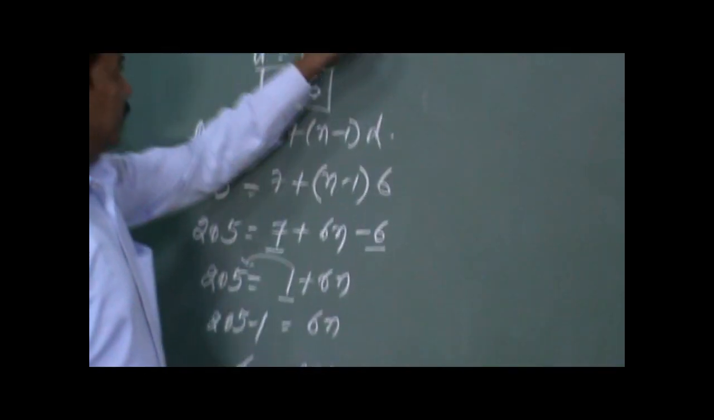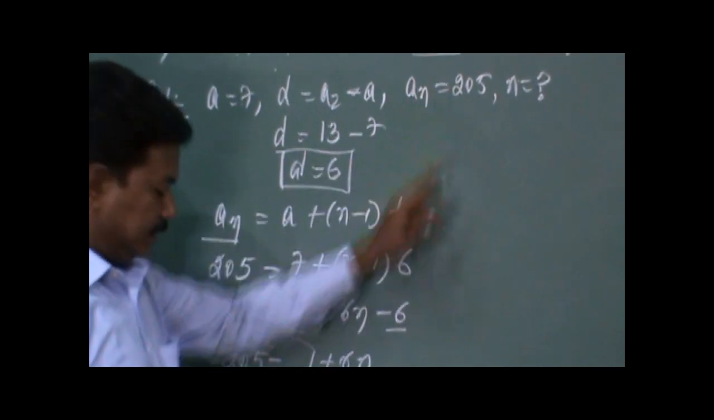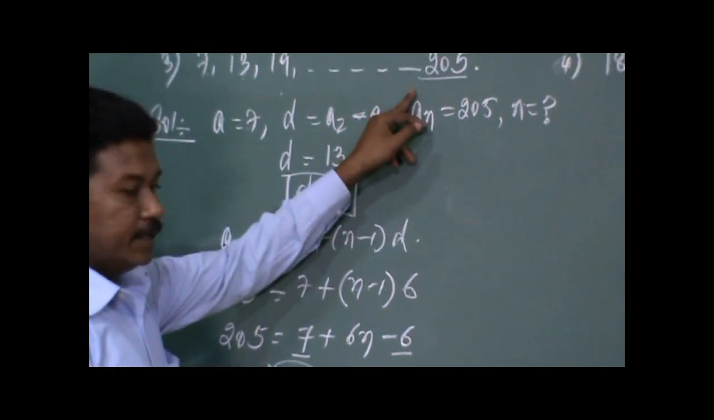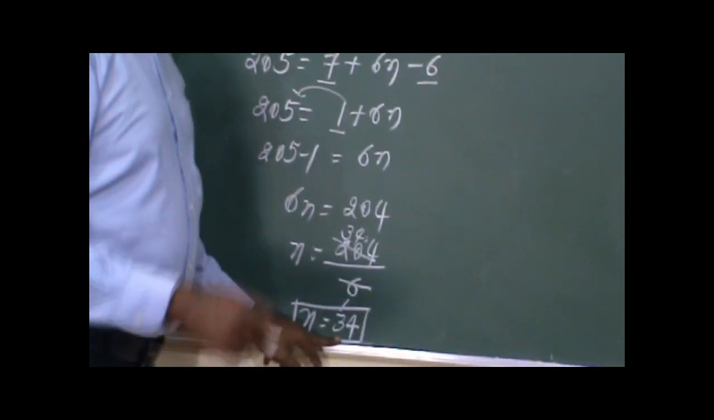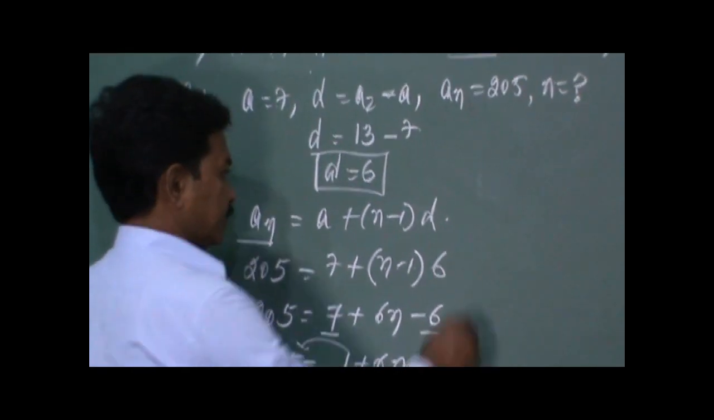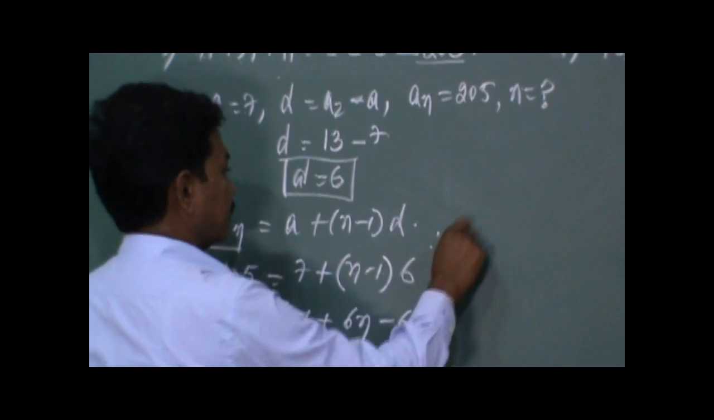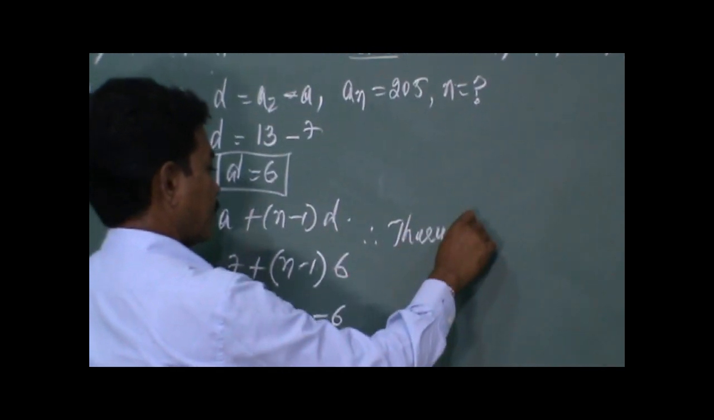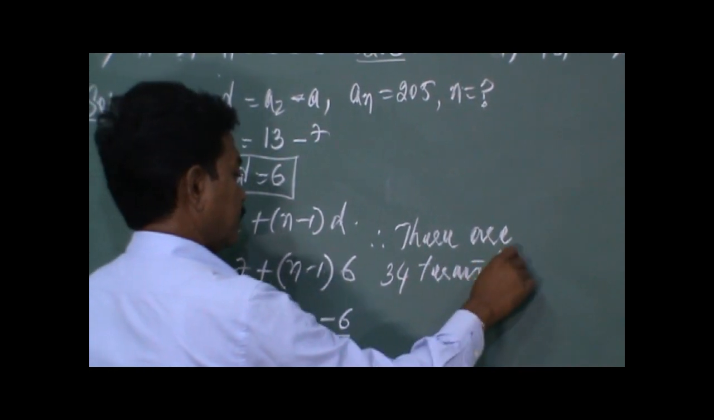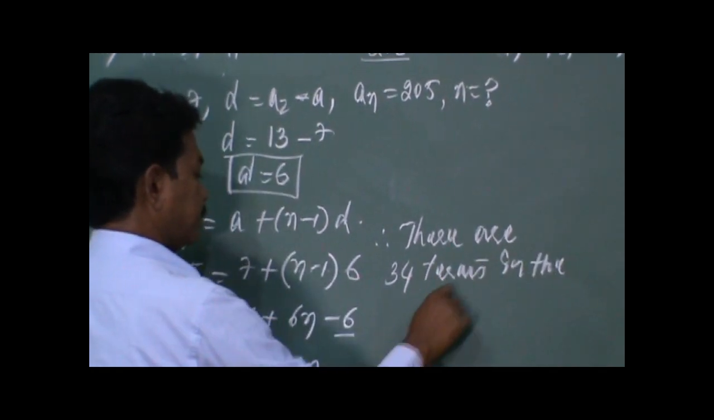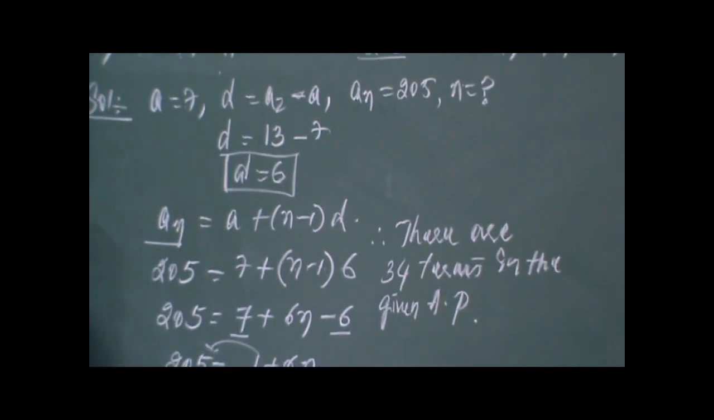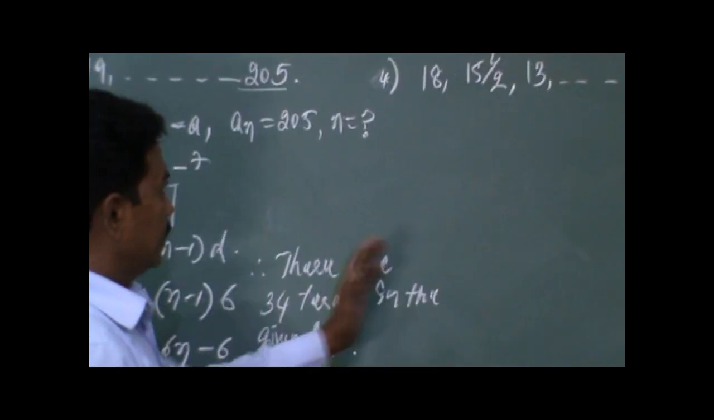In this AP 205 is the 34th term, as well as in this AP there are 34 terms. Both the answers are right. So therefore, according to the question, there are 34 terms in the given AP. So this is how you have to conclude a 2 marks question. Right. So a similar type of problem is here.